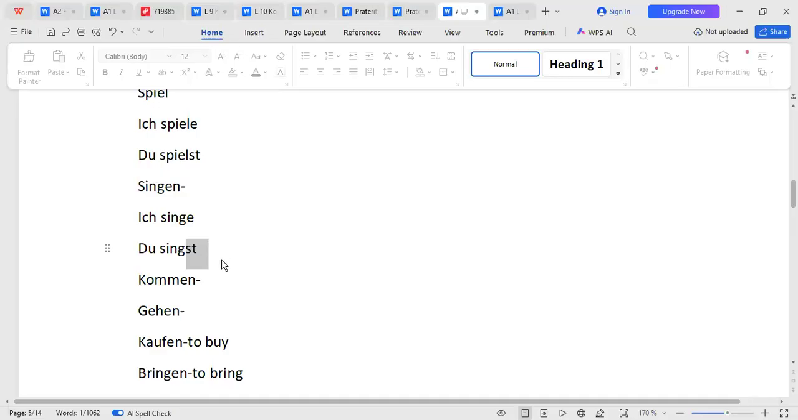Same as kommen. Let me see from the comment section how you do kommen, gehen, and kaufen, bitte. Conjugate for me the first three: kommen, gehen, and kaufen. You can write the answers there in the answer sheet section.